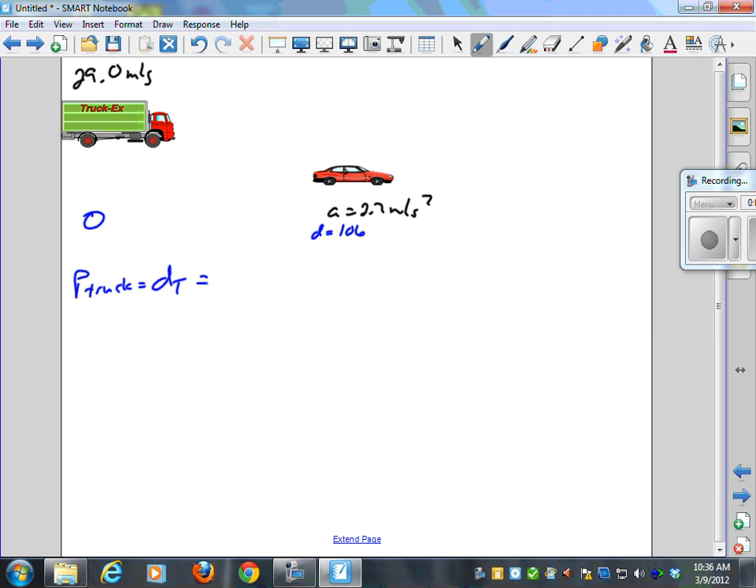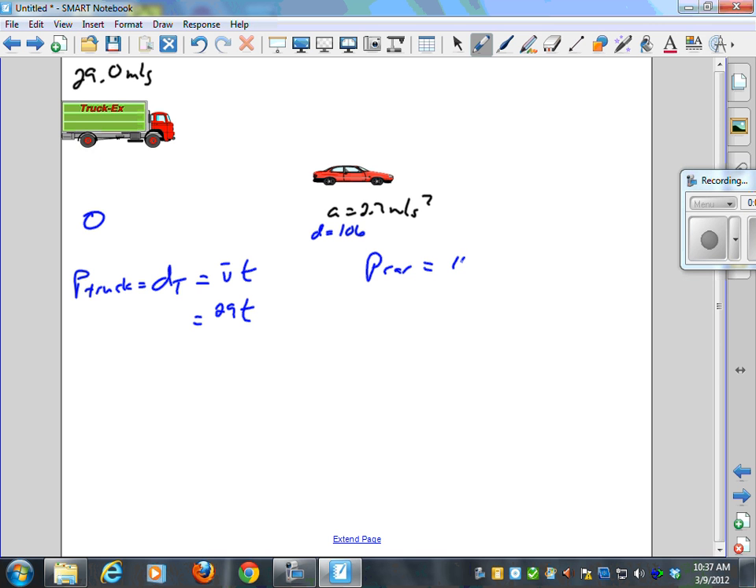And the displacement of the truck, because it's traveling at a constant speed, is equal to v bar times t. There's no acceleration. It's equal to v bar t. In other words, in this case, 29t. The position of the truck is given by 29t. You can mark that. What if we did it the other way? Made it minus 106? That's okay. You can have 29t minus 106.